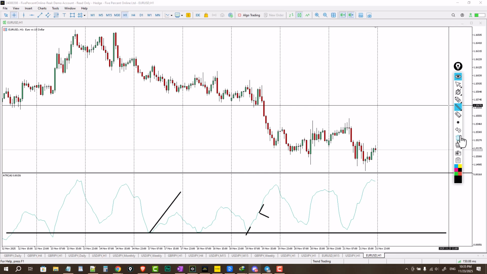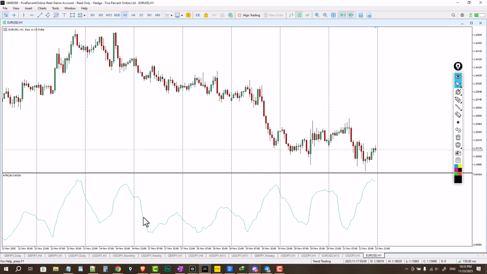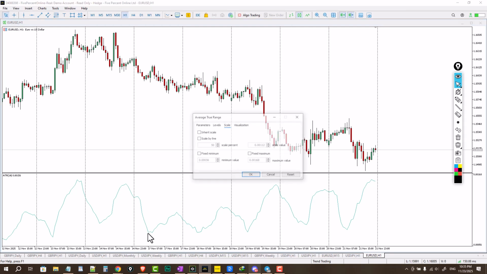So let me show you an example. Let's assume that a trader, let's just use myself as an example, and I'm using the second method.